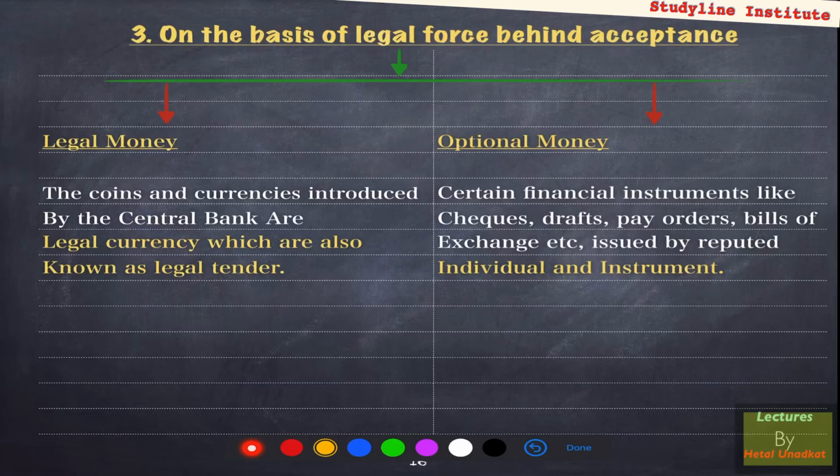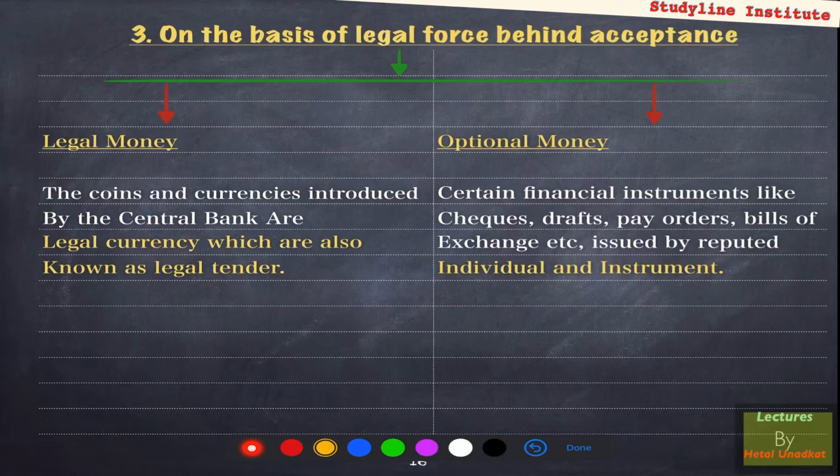Certain financial instruments like check, draft, pay order, bills of exchange, you know all this, right? Check hai, draft hai, bill of exchange. When you give a guarantee in writing that after 2 months, 3 months, you will pay your money. So all these types of money come into the optional money.